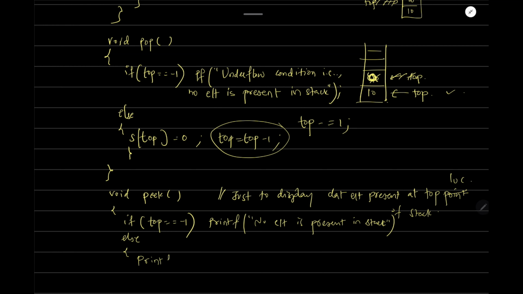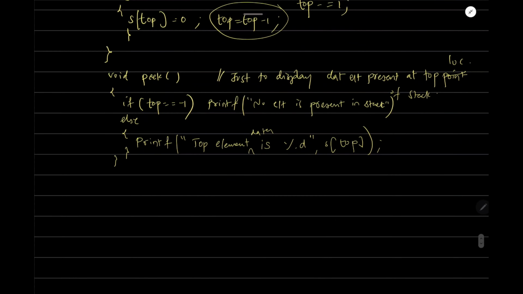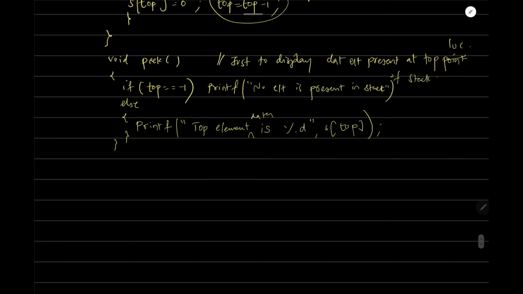So printf %d, or we can write this way: top element data is %d, s of top. So this is about the peek or top function or operation. Next is display.